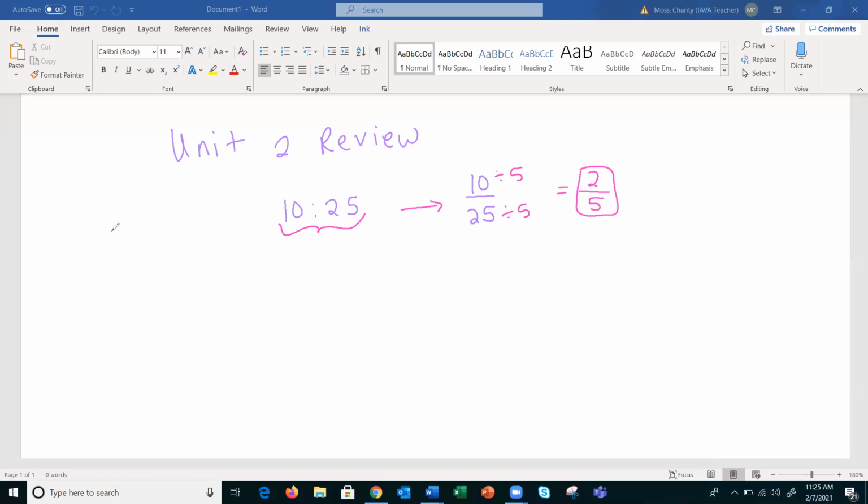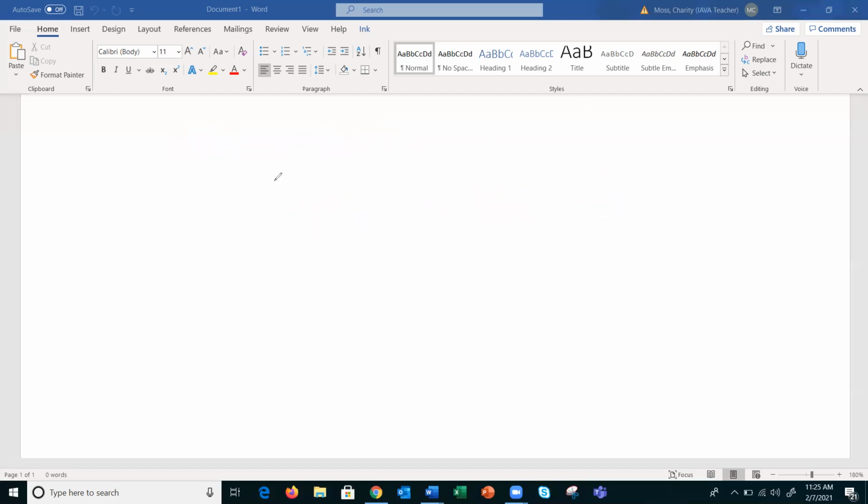The next one is solving a proportion. So let's take a look at 5/8 is equal to (x minus 2) over 12. We're probably going to end up with a fraction, but that's okay. Same process is going to apply.